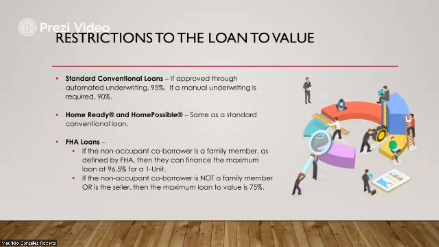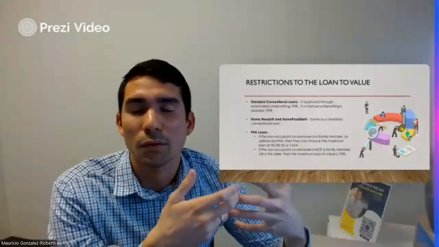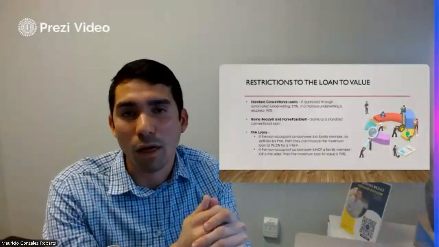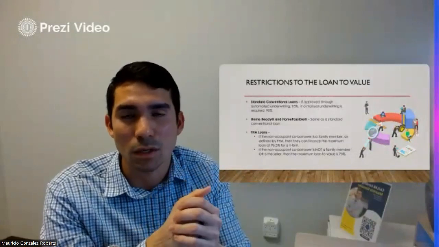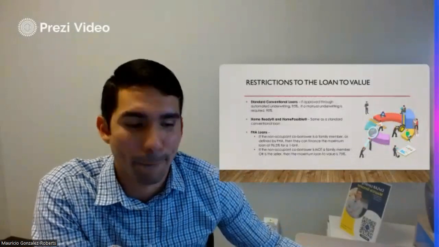Sometimes we see this issue when a family member is, let's say, selling a property to another family member and is willing to help by being a non-occupant co-borrower. While they're family members, they're also the seller. So that's going to reduce the borrower's maximum loan from 96.5% to 75%. Those are things where sometimes we can get creative with the loan if the client cannot qualify, but if there's a direct relationship between buyer and seller, we have some limitations.